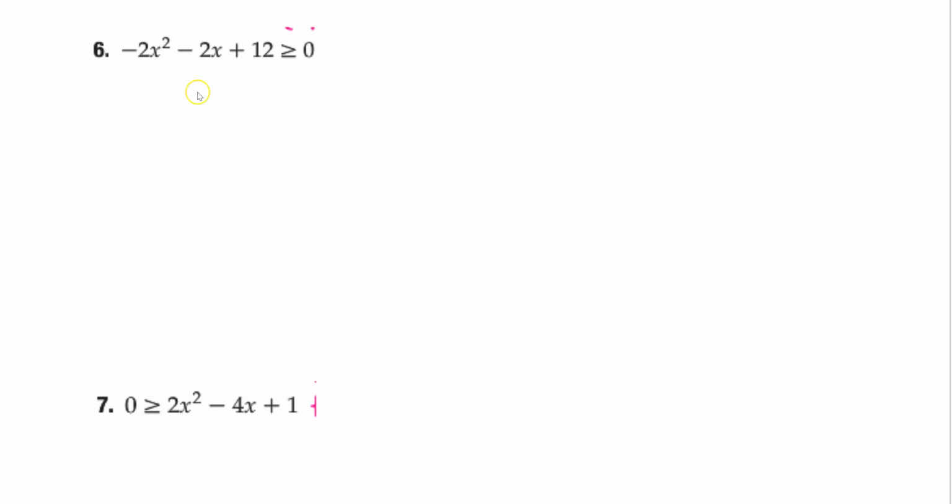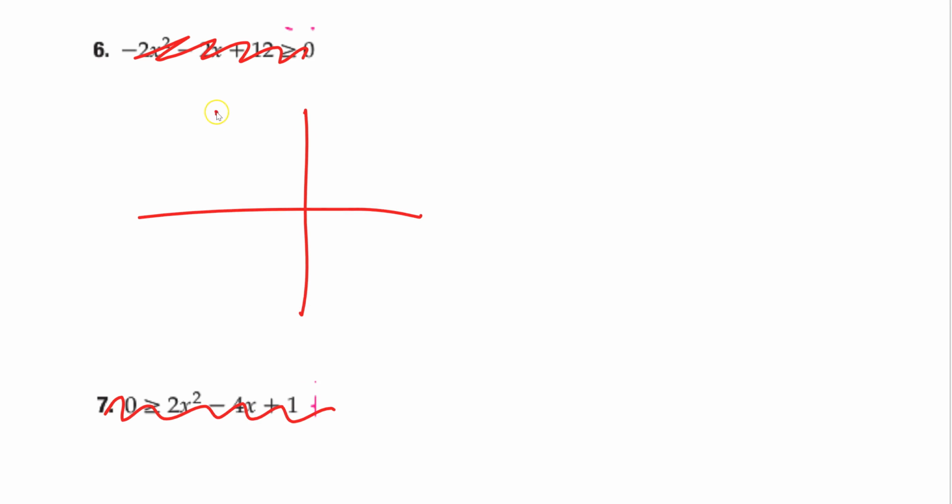Alright, let's do a couple more. Right, so if I was looking to do this one, and these I'll just do a picture, get the idea across. Let's say this is negative 3, this is 4. I want to know where this thing is greater than 0.